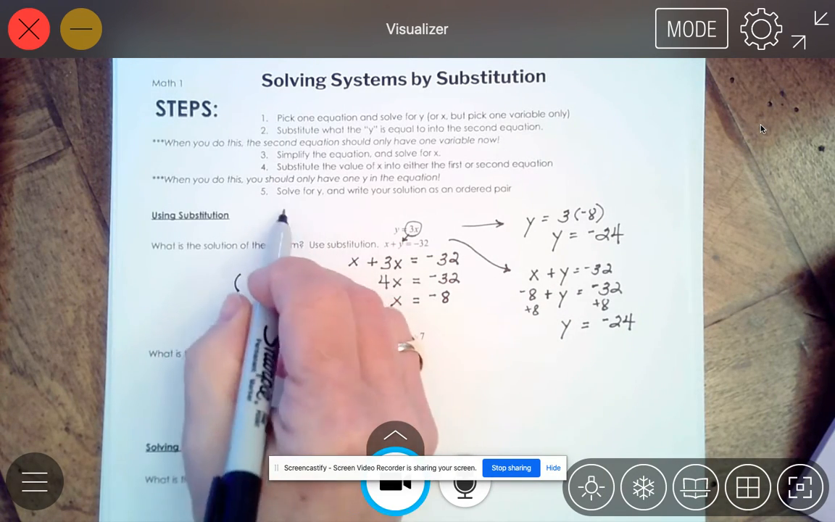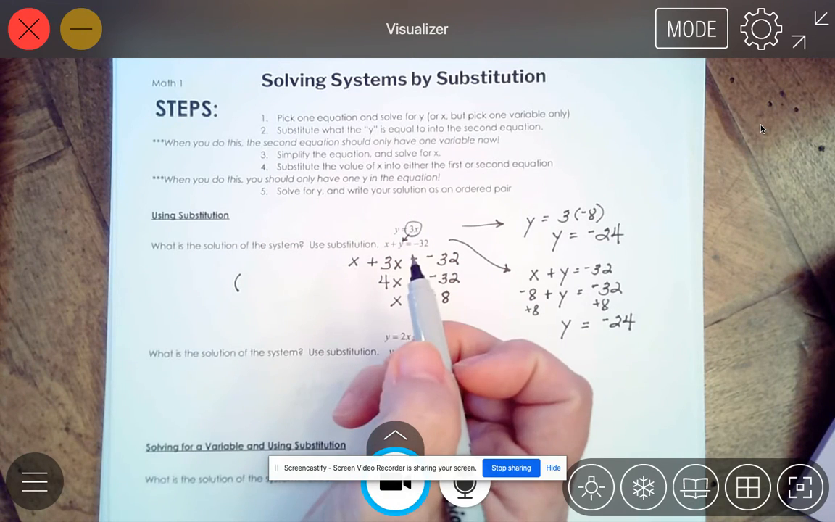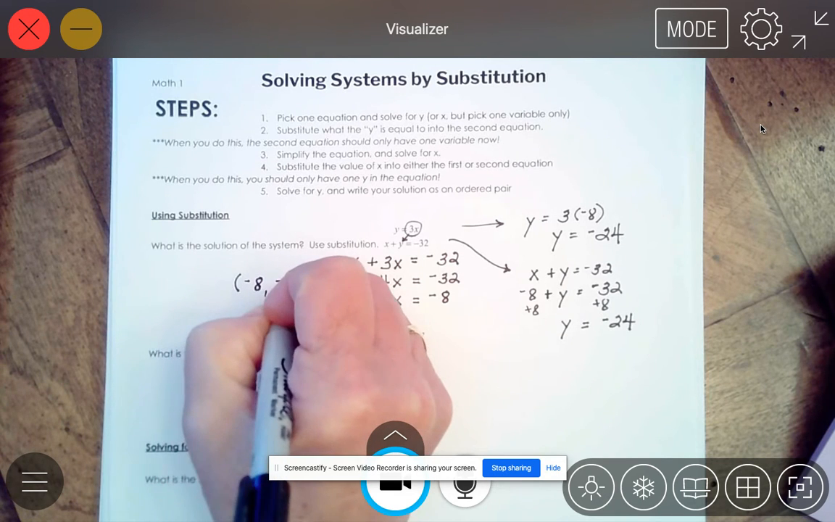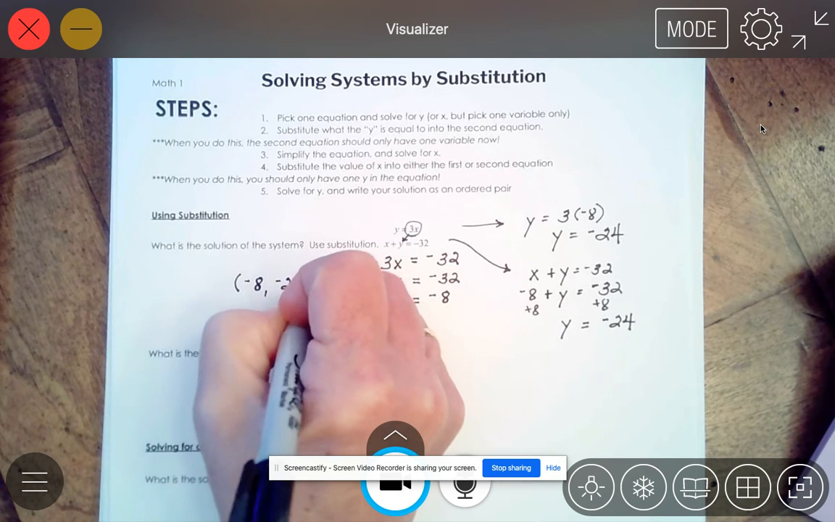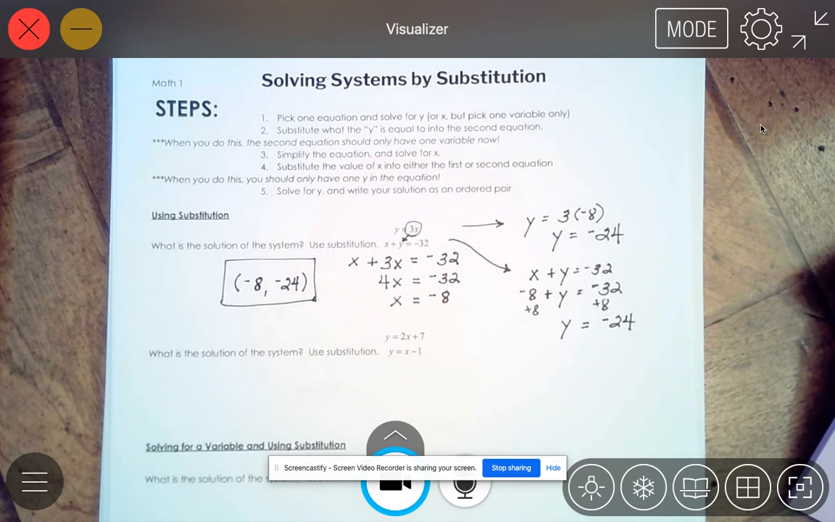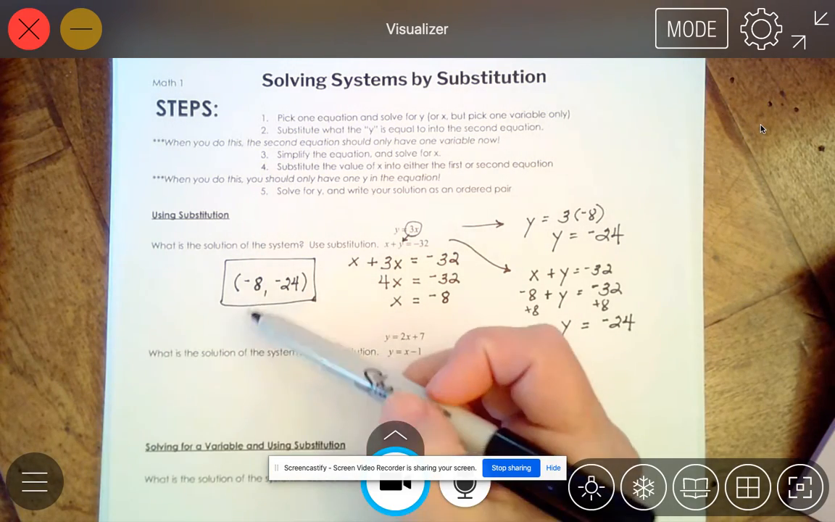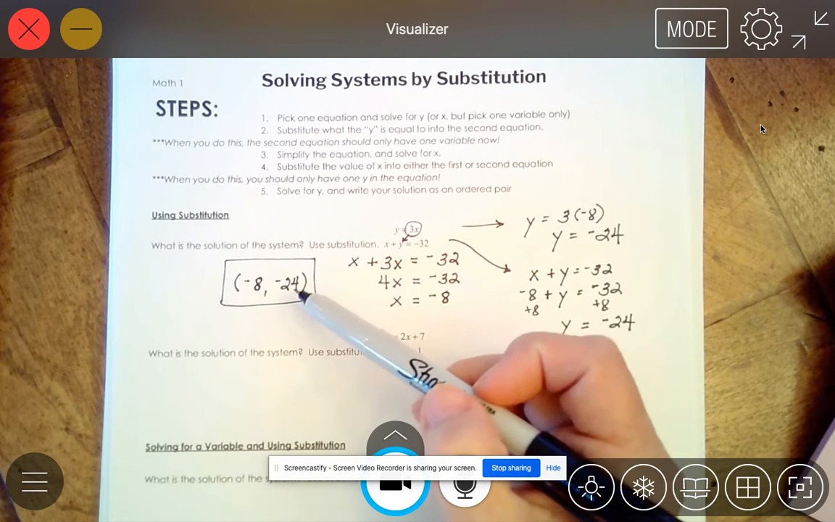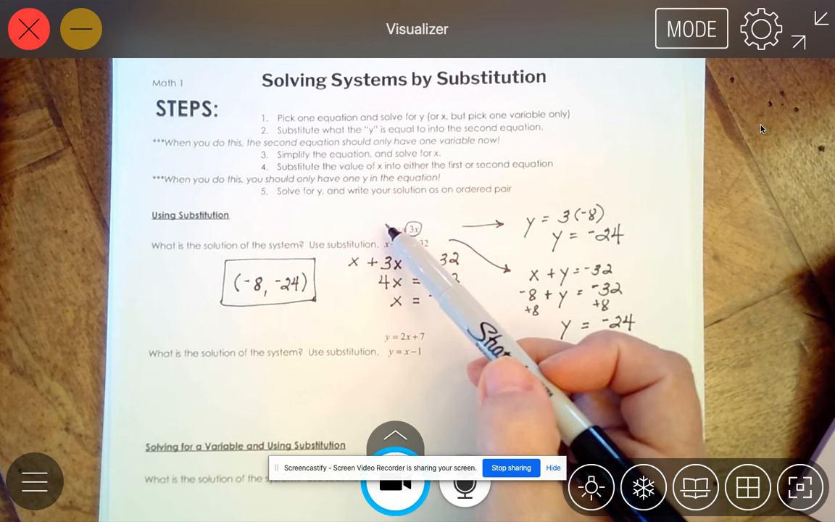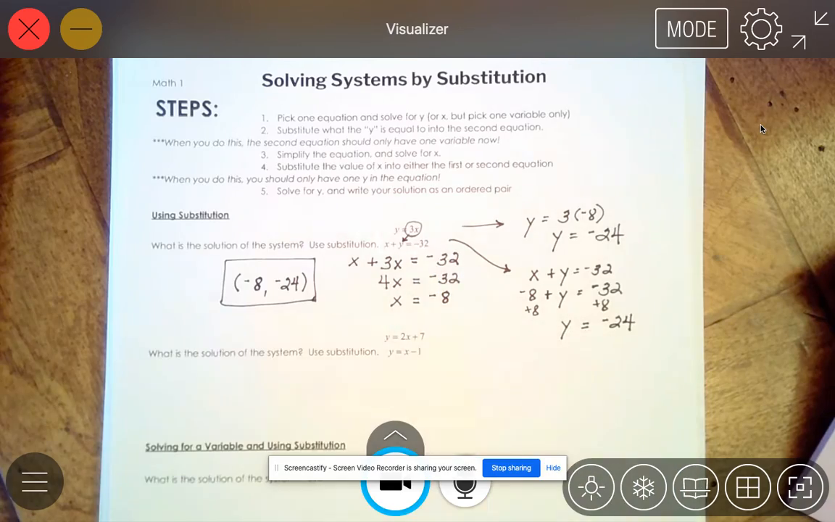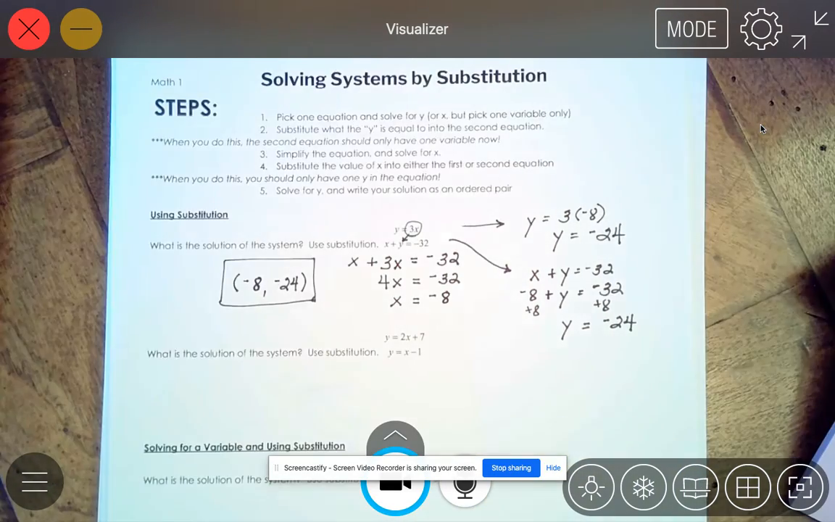So the last step says that I write my solution as an ordered pair: negative 8, negative 24. And that is the answer, the solution to this system of equations. If I put negative 8 in for x and negative 24 in for y, it is true. It will be true in both of these equations.